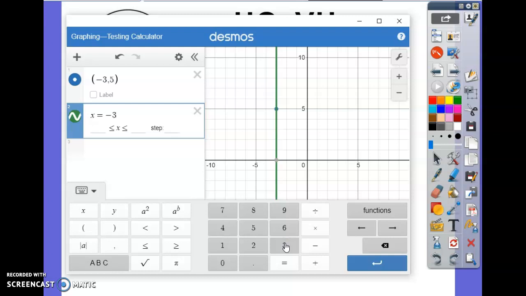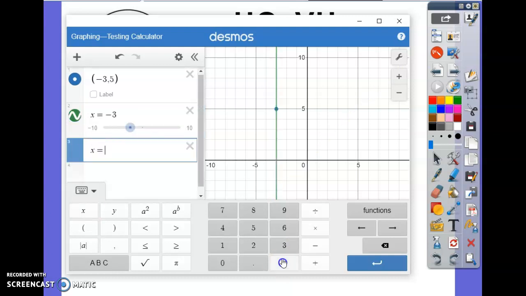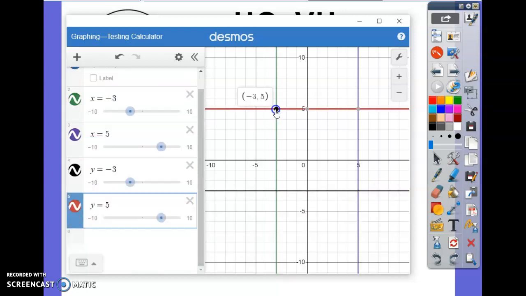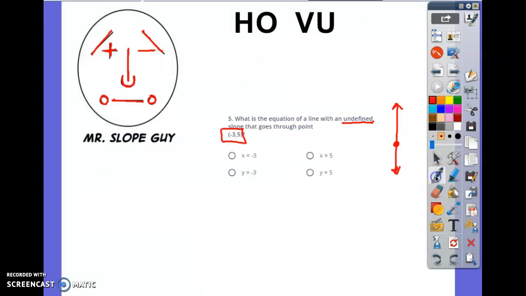X equals 5 doesn't work. It doesn't pass through the point. Y equals -3 doesn't go through the point, and this is 0 slope, right? It's a flat line. And y equals 5 does go through the point, but that's 0 slope. Okay, so you have to know the difference between 0 slope and undefined slope. You can always look on the wall. The slope man is on the wall. Let's go to the next problem. So this answer was x equals -3.